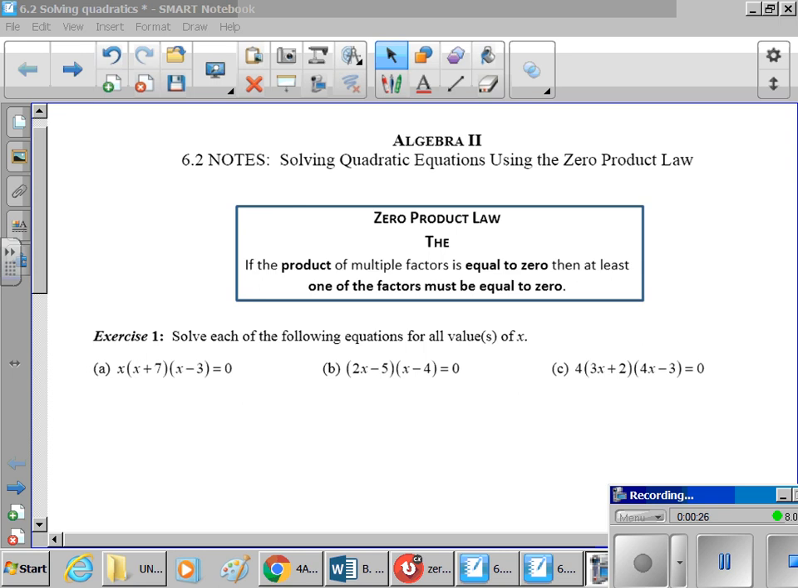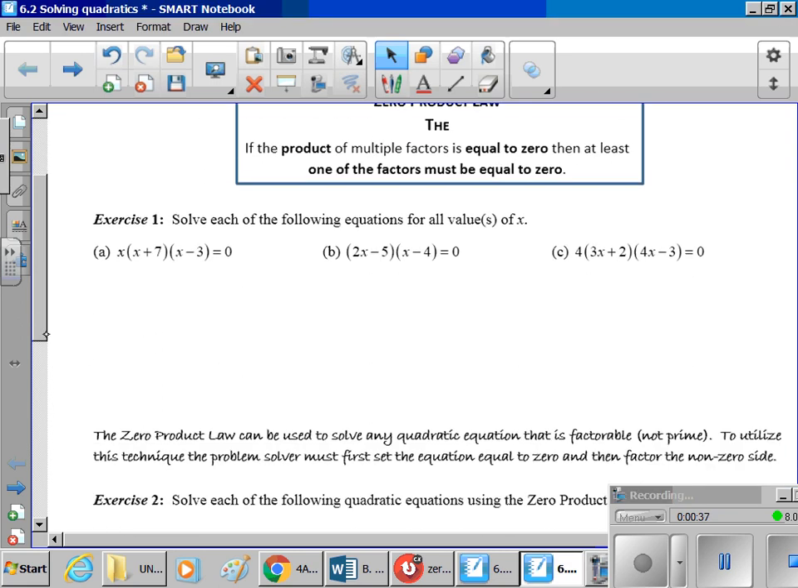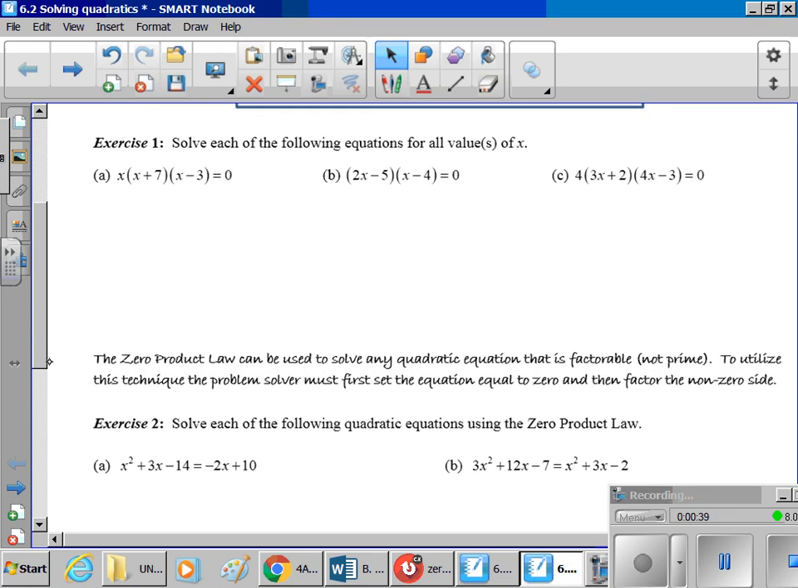So, in exercise 1, well, first of all, the zero product law is: if the product of multiple factors is equal to 0, then at least one of these factors must be equal to 0. For example, in exercise 1, solve each of the following equations for all values of x. This is already in factored form for you. So when you have a situation like this one, I know that x is going to equal 0, x plus 7 is going to equal 0, or x minus 3 is equal to 0. And just solve these for zeros.